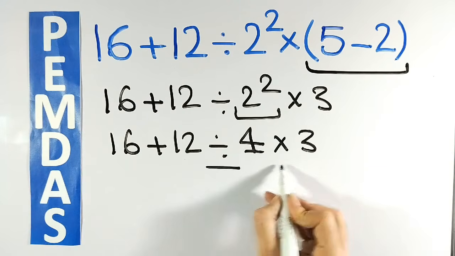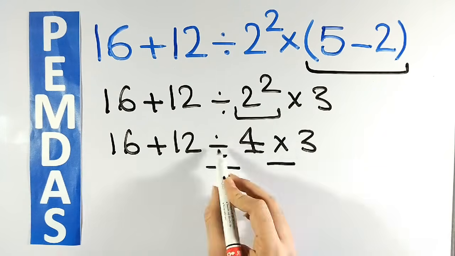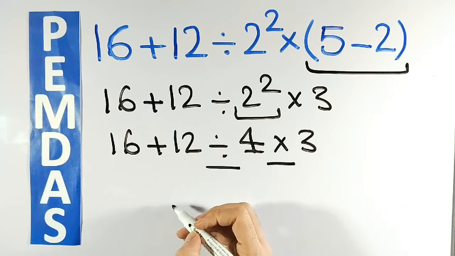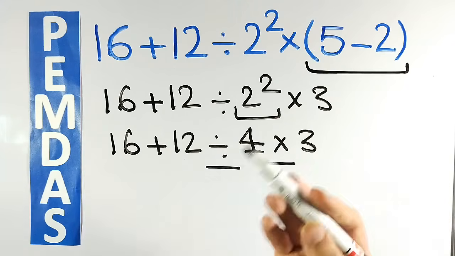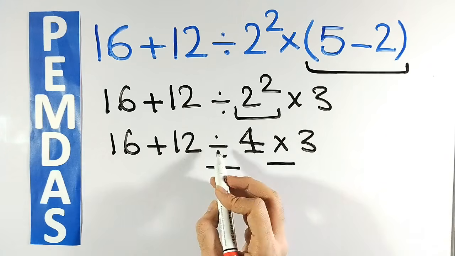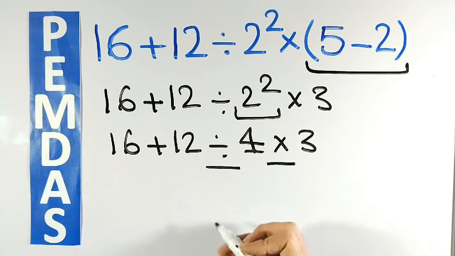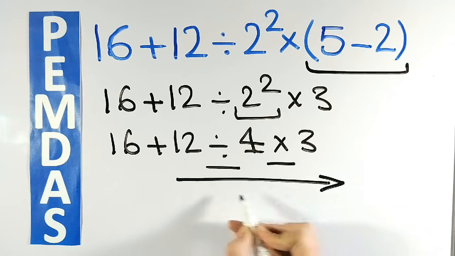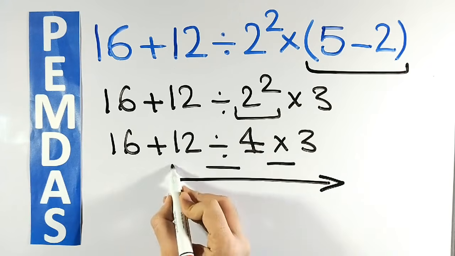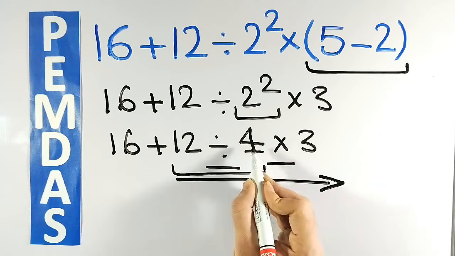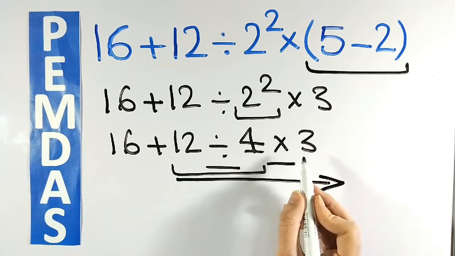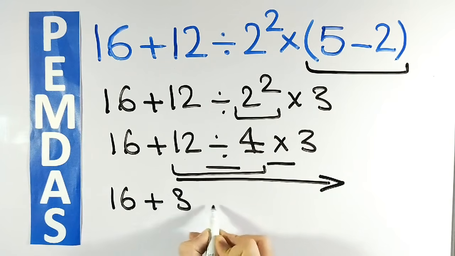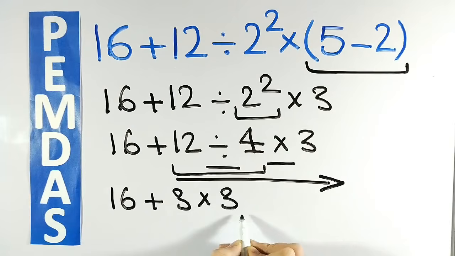Then, we go for the division and multiplication because these two operations have a higher priority than addition. However, it's really important to understand that multiplication and division have the same level of priority and we must perform these two operations from left to right. So, first we go for the division between 12 and 4. And instead of this expression, we can write 16 plus 3 multiplied by 3.